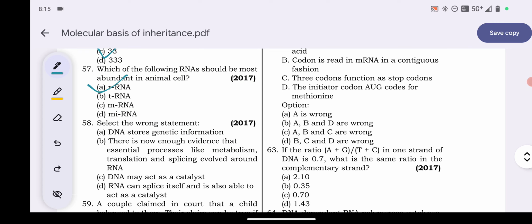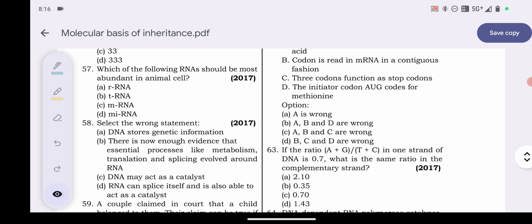58. Select the wrong statement. DNA stores genetic information. Correct. There is no enough evidence... that essential processes like metabolism, translation, splicing evolve around RNA. Correct. DNA may act as a catalyst. That is wrong. You got the answer, the wrong one. RNA can splice itself and is also able to act as a catalyst. Absolutely right. So option C is the correct answer. RNA acts as a catalyst, not DNA.